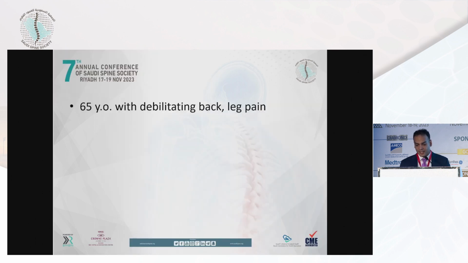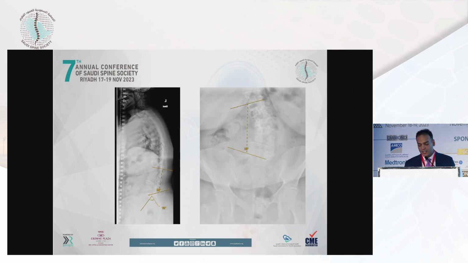I'll present a case here, a 65-year-old with debilitating back pain and leg pain. You can see here she's got a spinal pelvic mismatch of about 40 degrees. She has a coronal deformity of about 33 degrees. So, a very difficult case, and what we did is we staged it. Previously this could have been a 3-position surgery: anterior ALIF, probably at L5-S1 and L4-5, then do laterals, and then do posterior. So we staged it in 2 stages.